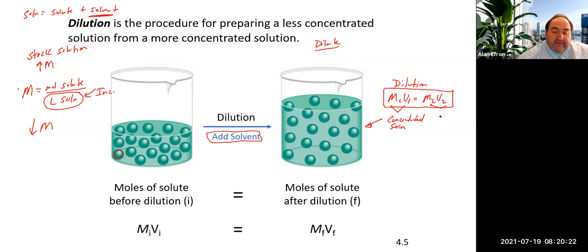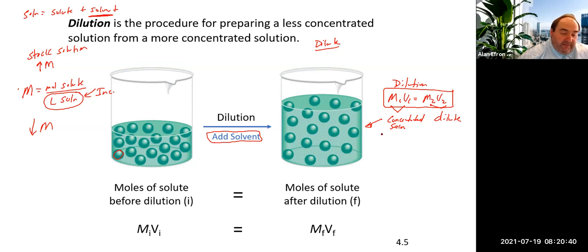M2 V2 is the more dilute solution. It doesn't necessarily have to be, but that's usually the way it is. And we use M here, which is molarity. V is volume. We use molarity again because it's the most common unit of concentration.